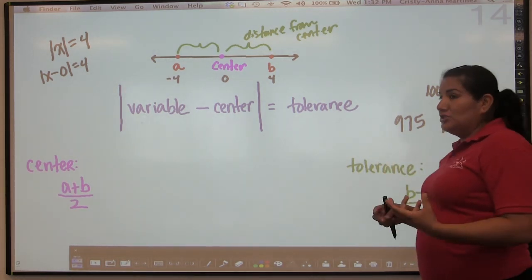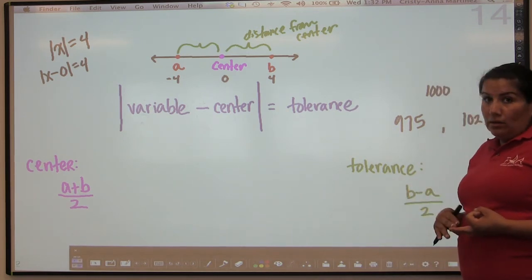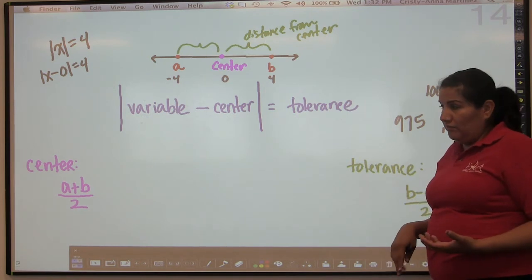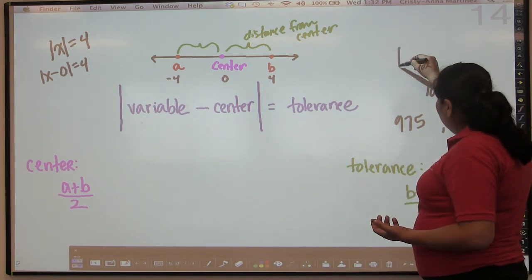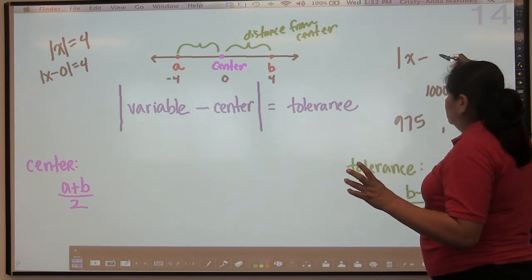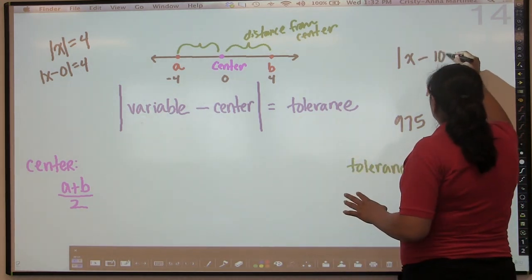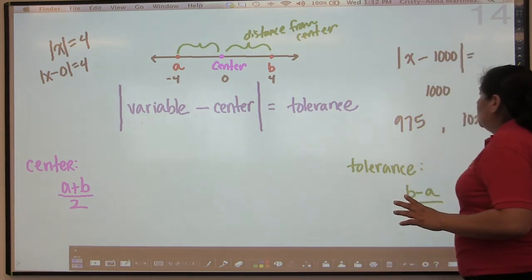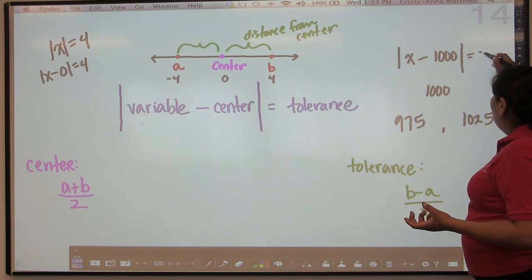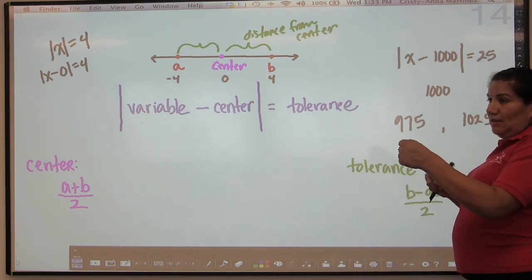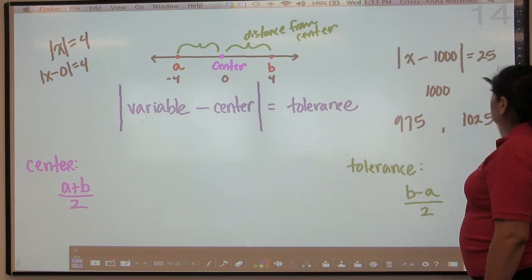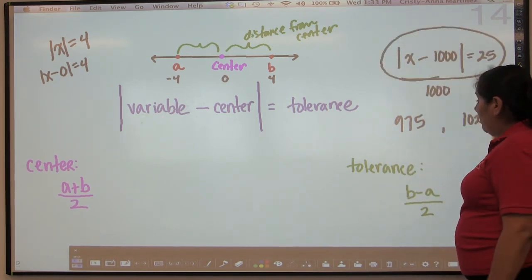And so another word for center would be ideal or the middle of the values. Okay, so if I were going to make a word problem for this, I would say the absolute value of x minus my center, my ideal is 1,000. So variable minus ideal or center should equal the tolerance, which is not going to equal 1,025. It's going to equal how far from the ideal I'm willing to go. I'm willing to go above 25, below 25. So that's how easy it would be for me to set up this word problem right here.